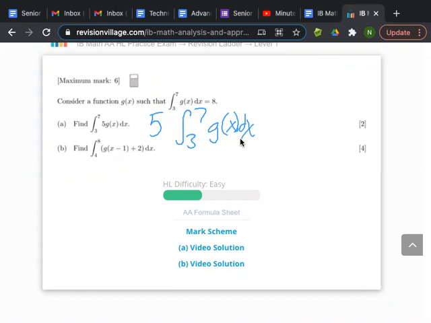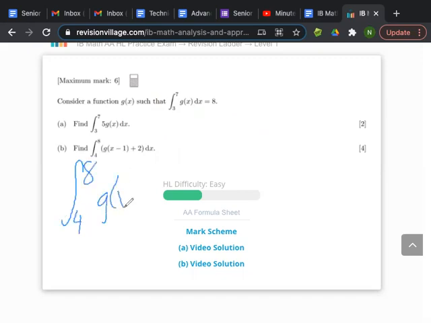So it would be 5 times 8. Does that make sense? Everybody good? Okay, so then on this one, it looks crazy complicated, right? Now we have the integral from 4 to 8 of g of x minus 1 plus 2. Seems super crazy, right? My boundaries were from 3 to 7, but now they're from 4 to 8.